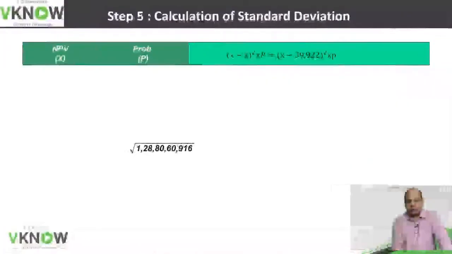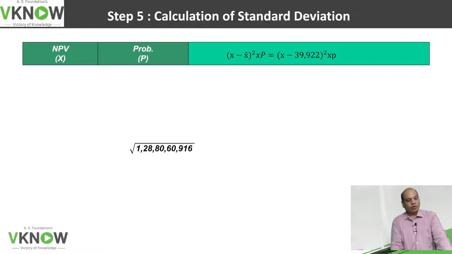So write down calculation of standard deviation. You are given a probability distribution table. You have to find standard deviation. Three columns we will draw. First column NPV, second column probability, third column x minus x bar square into probability. X minus x bar means expected NPV. What is x bar here? X bar, this is expected NPV, already calculated, square into probability.